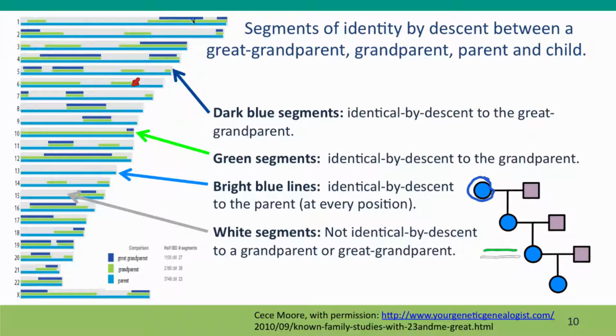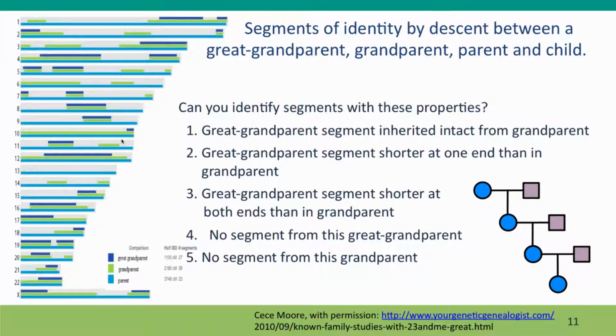And you can see that overall there is only about half as many segments that are dark blue as there are segments that are green. Now, in this diagram, you should be able to identify segments that have the properties that indicate the events that gave rise to them. So there may be segments, here's an example of one, where the great-grandparental segment was inherited intact in the child. Nothing changed in the grandparent. So that's a place where crossovers happened outside of this segment. No crossovers happened in this segment.